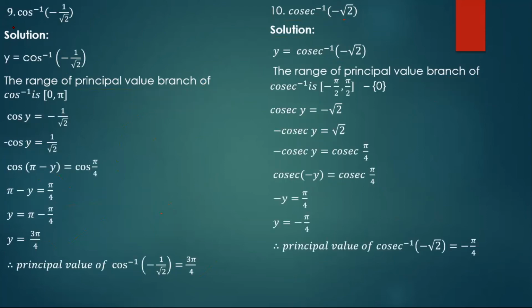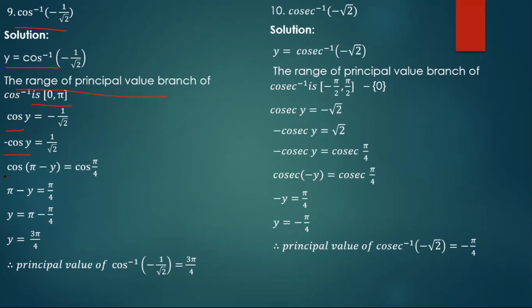So we have the ninth question. Solution: let y equal to cos inverse negative 1 by root 2. The range of principal value branch of cos inverse is 0 to pi. So, as said, when cos inverse goes to the LHS, it becomes cos y equal to negative 1 by root 2. So the negative goes to the other side: negative cos y equal to 1 by root 2.